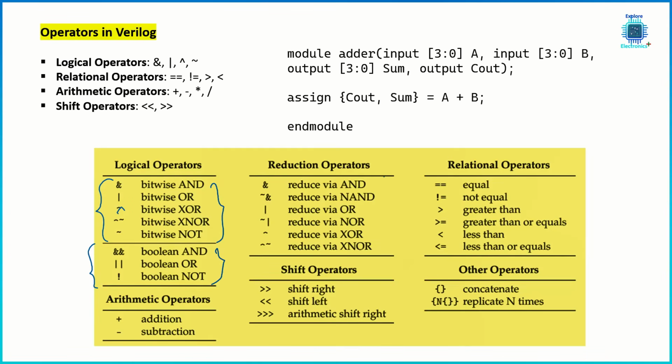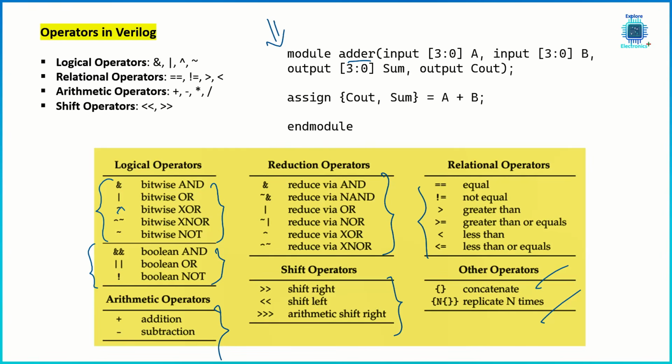And also we will have some reduction operators. These can be used with a single operand. Then we have shift operators as well, arithmetic operators, and the relational operators to check equality, greater than, like that. And also we will have concatenation and replication operators, as we have seen in any other programming language. Let us see an example over here.